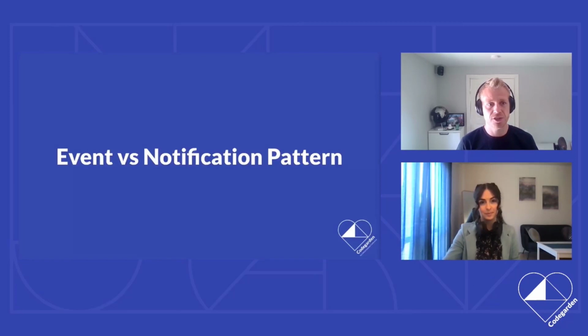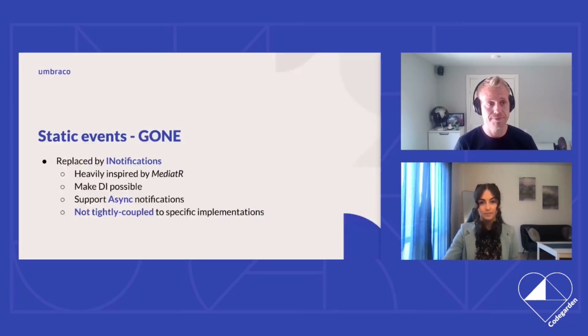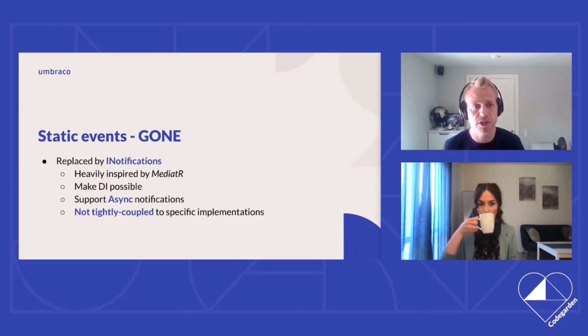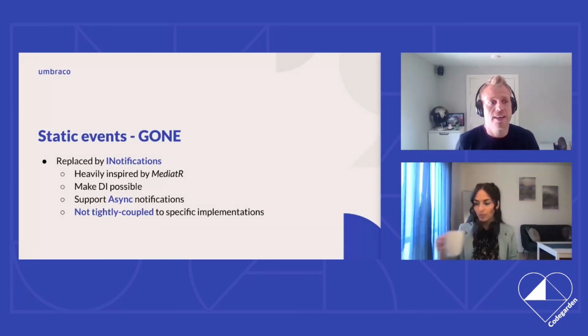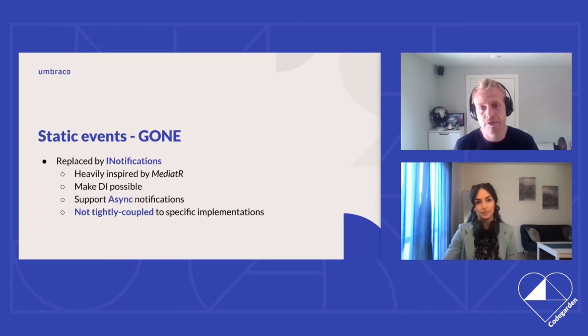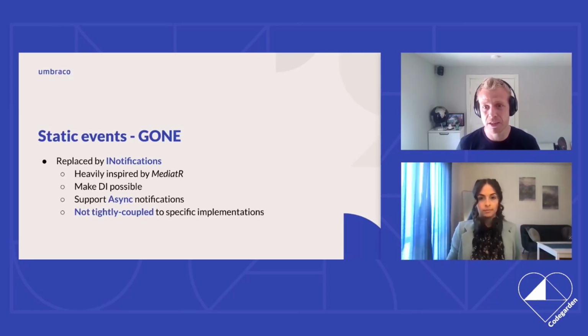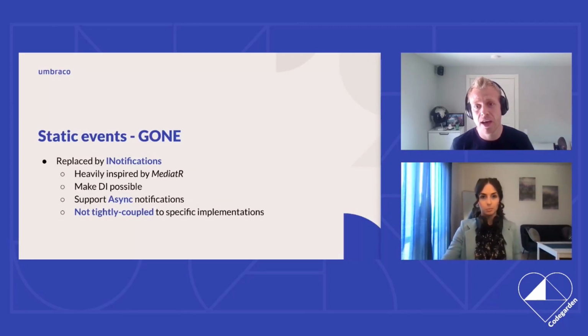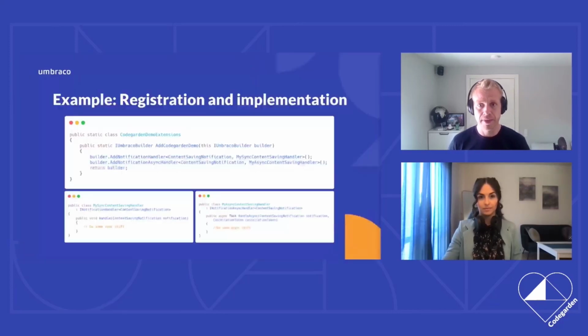Yes, another thing that has changed for the better are events. So Umbraco no longer raises plain old C# events. Instead, we now publish notifications. These notifications are heavily inspired by the Mediator project. Now we can use dependency injection very easily, and we can support async notifications. And the best part, in my opinion, is they're not tightly coupled to any specific implementations anymore.